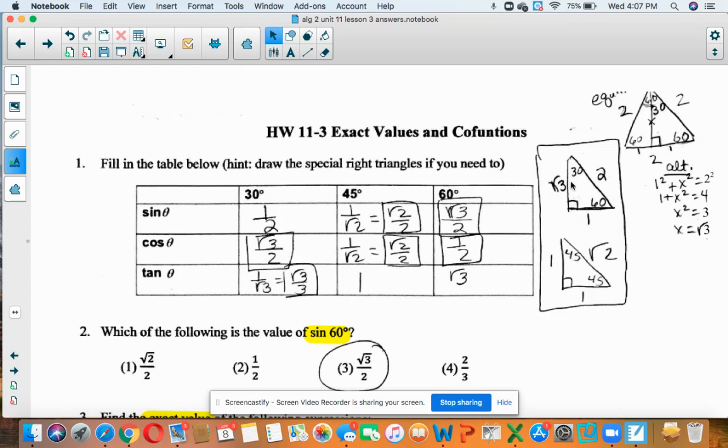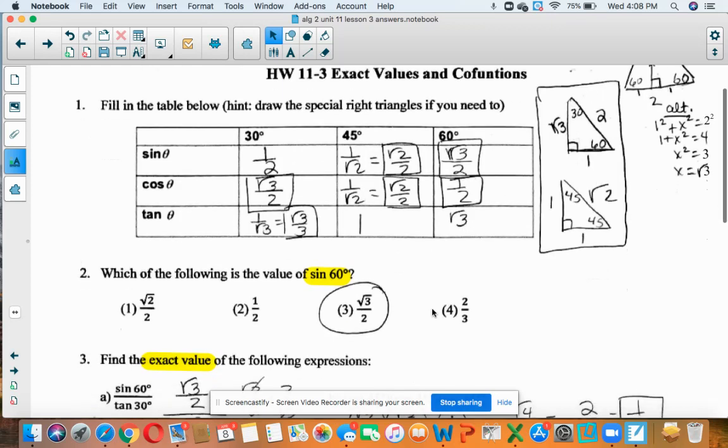Tangent of 30 degrees. Tangent is opposite over adjacent, 1 over radical 3, but I rationalize the denominator. I multiply numerator and denominator by radical 3 over radical 3. So that becomes radical 3 in the numerator and 3 in the denominator. Tangent of 45 is opposite over adjacent, 1 over 1 is just 1. And tangent of 60 is opposite over adjacent, radical 3 over 1, and I can just write radical 3.